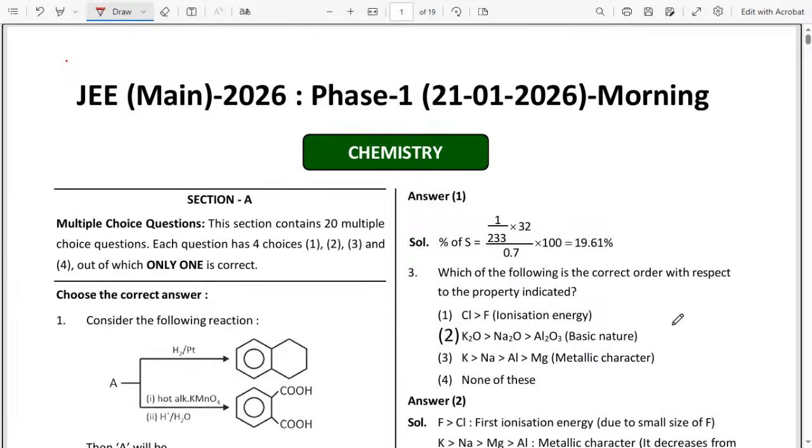JEE Mains 2026 Phase 1, which was held on 21st January 2026. Now we are going to discuss session 1, that is the morning session JEE Mains 2026 Chemistry full paper, followed by Physics full paper, followed by Maths full paper. Dear students, let us see the questions.